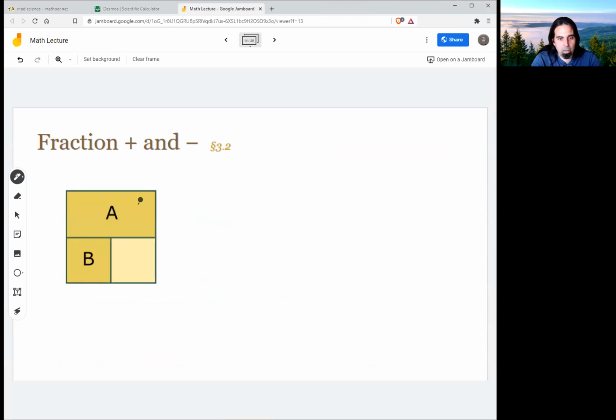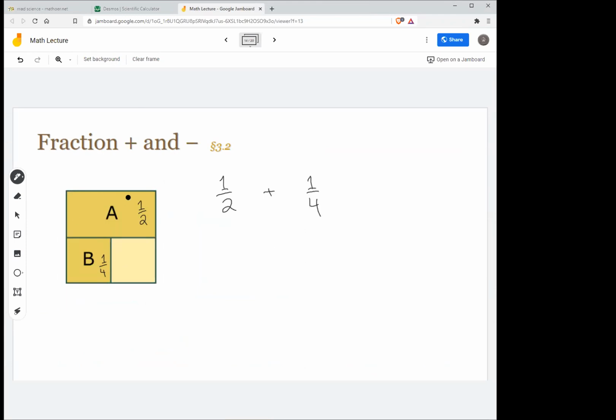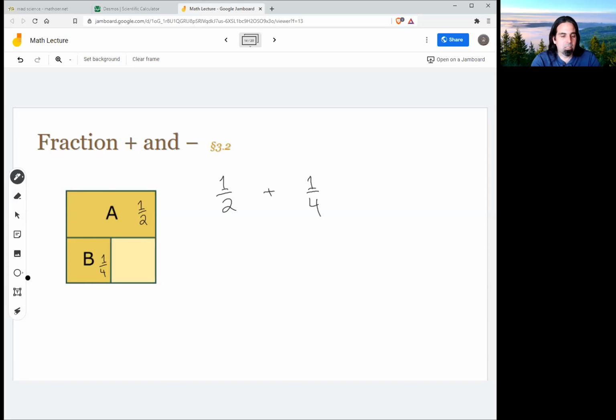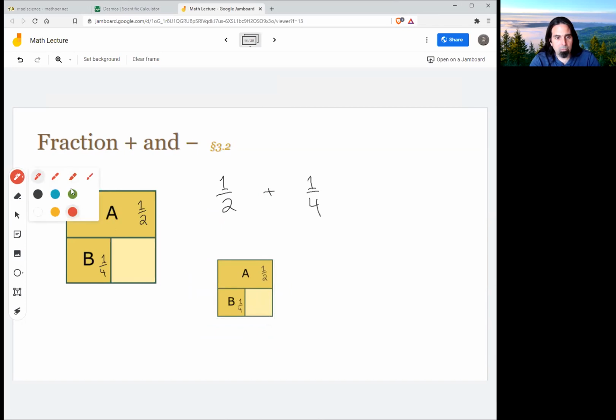First, let's be clear. The A is 1/2 and the B is 1/4. So what I'm asking is how much is 1/2 plus 1/4? I could focus on quarters and say, let's take this picture and count the quarters. We have 1/4, 2/4, 3/4.